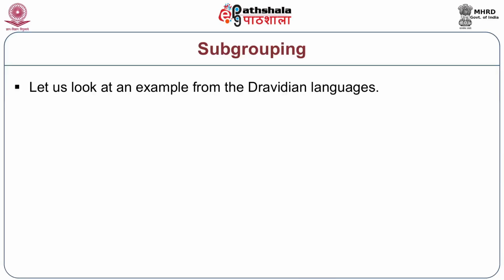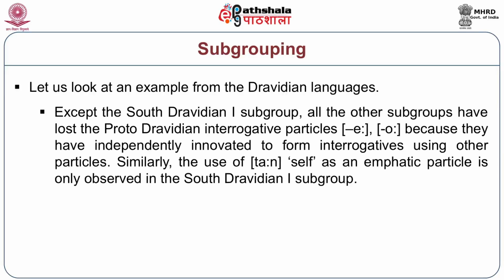same language family. Another example of subgrouping comes from the Dravidian languages, which are traditionally classified into South Dravidian 1, South Dravidian 2, South Central Dravidian, and the Northern Dravidian languages. One of the reasons why this classification has come about is because of the retention of an interrogative particle in the South Dravidian 1 languages ending in a or a o, which is not found in the other Dravidian languages because they have innovated and changed.